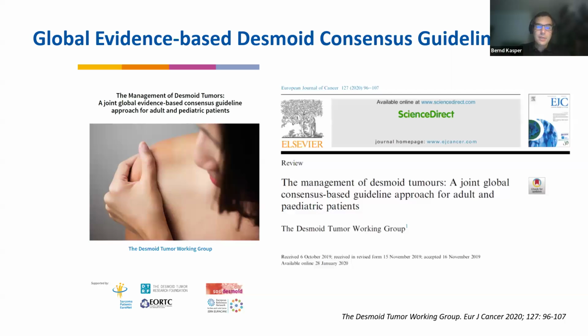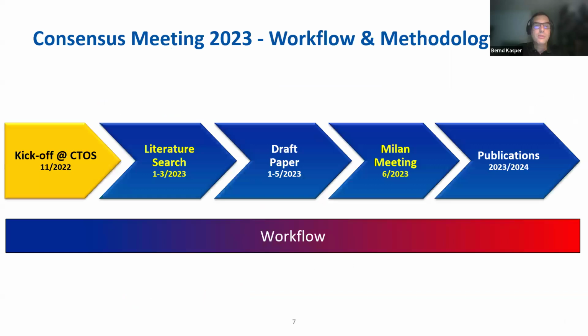5 years later, next slide, in 2023, it was definitely time for an update. Meanwhile, we had, of course, the data from nirogacestat, from the gamma secretase inhibitors. There were more data out on local therapies, on sorafenib, and so on. And that was the workflow we went through.